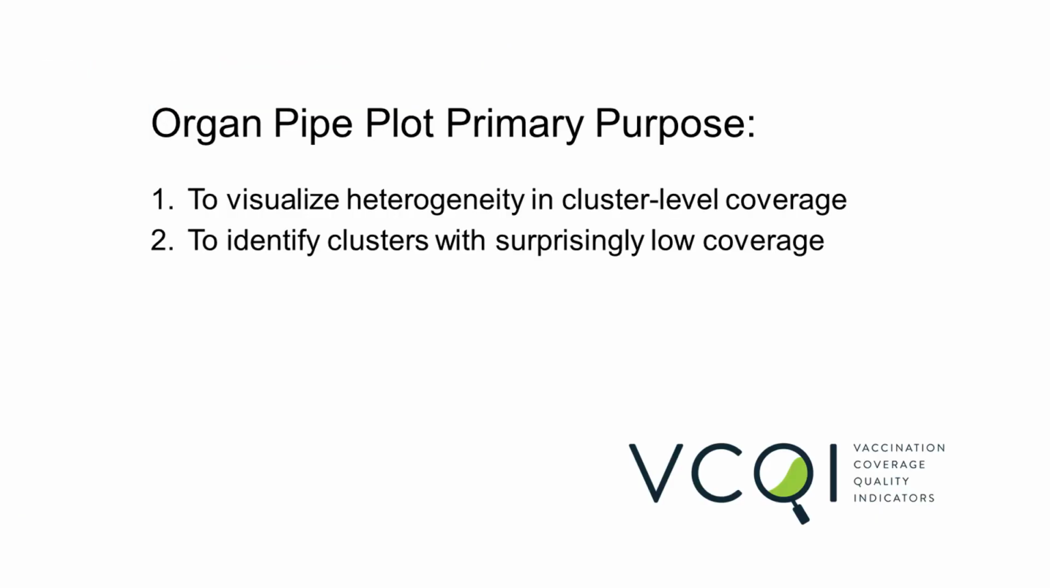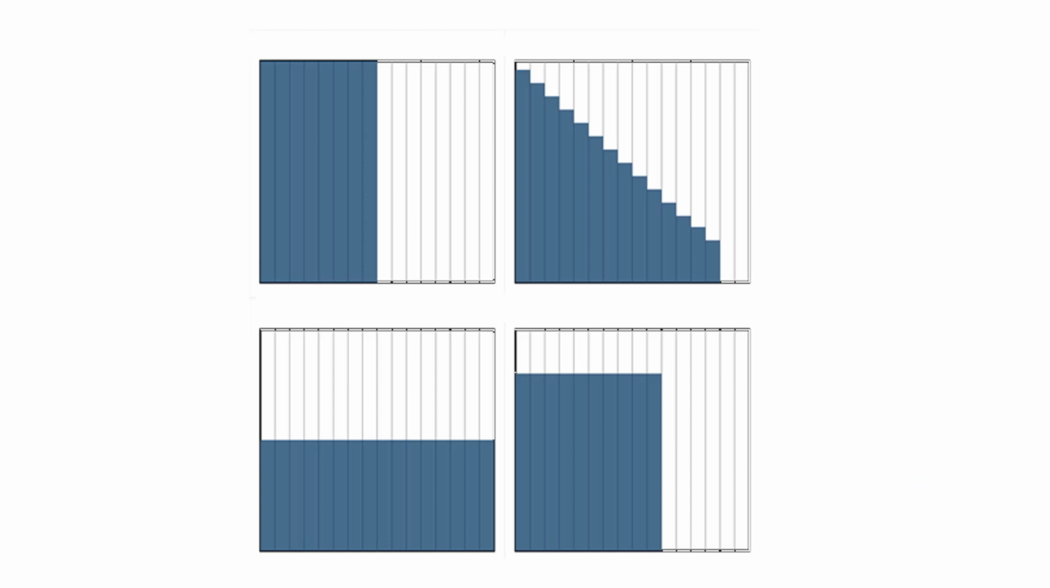Organ pipe plots are used for two primary purposes. One, to visualize heterogeneity in cluster-level coverage, and two, to identify clusters with surprisingly low coverage. First, imagine that a country conducts a measles vaccination campaign, and the post-campaign survey estimates that only 50% of the eligible population was vaccinated. A natural question arises: which 50%?